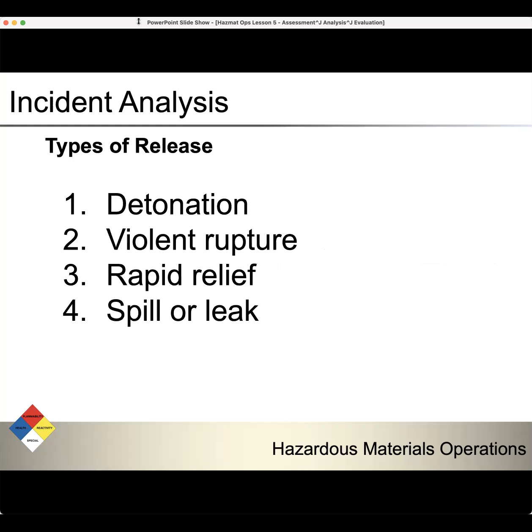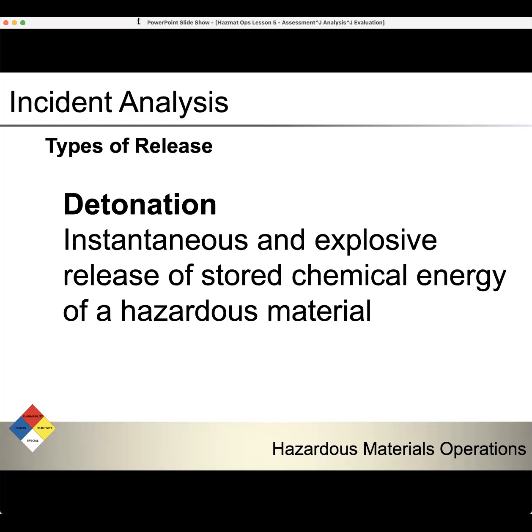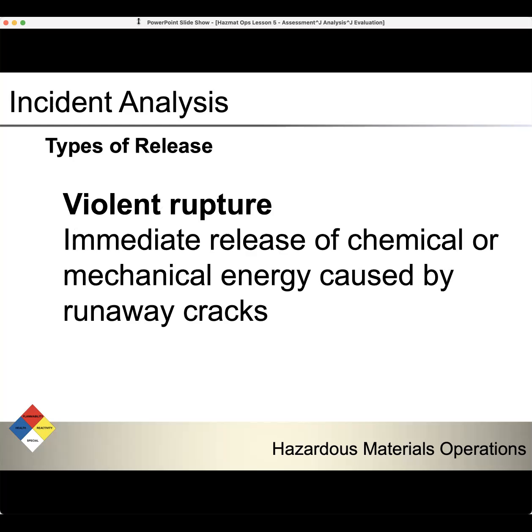So once you've had the stress, you've had a breach, then the stuff's coming out, and we have different types of release. We have detonation, a violent rupture, a rapid relief, or a spill or leak. These are not in particular order, not really numbered in a way, but there's 4 of them. But just in general, they went from the most energetic to the least energetic. So in detonation, instantaneous and explosive release of stored chemical energy, big boom. A violent rupture, immediate release of a chemical or mechanical energy caused by runaway cracks. So this doesn't usually involve a fire. It's just if so much pressure is inside, it just opens up really quickly.